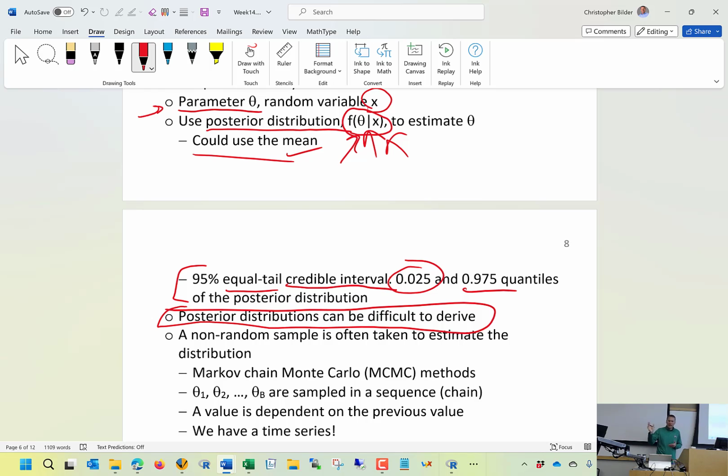Let me say that again. Posterior distributions can be very difficult to derive by hand. Because of that, instead of deriving it, people just take a sample from this distribution without even specifying exactly what that distribution is. We take a sample and use it to summarize information about our unknown parameter theta.